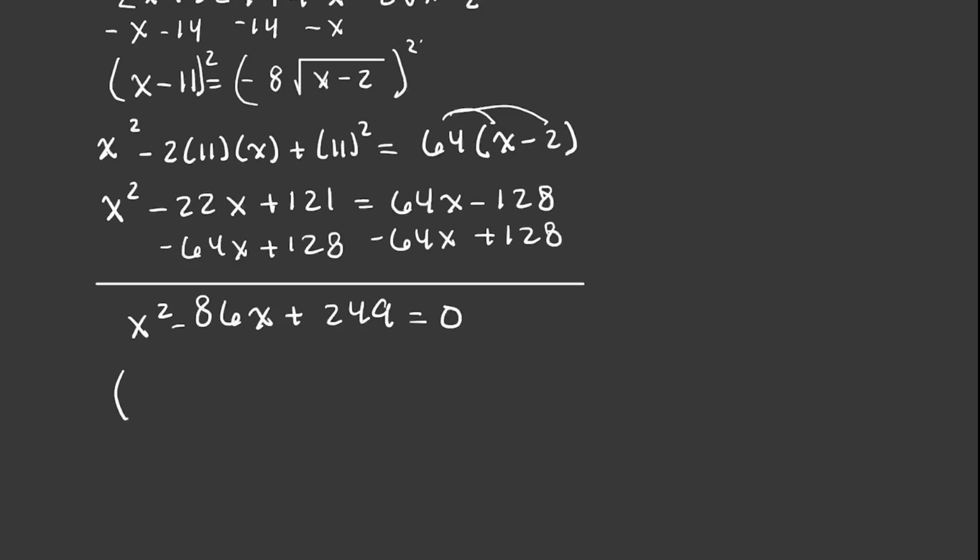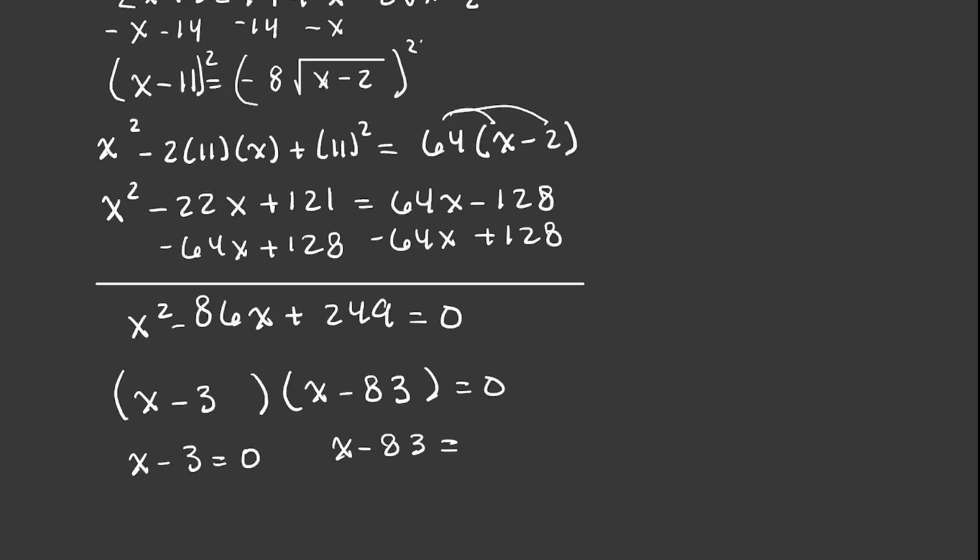So now here I am going to find two factors. Now I need two numbers that multiply to 249. So these factors are x minus 3 and x minus 83. So you can always expand these factors in order to make sure that these factors work. So now here, using the zero property, I'm going to set each factor equal to 0 and solve for my x values. So x equals 3 is one of the solutions, and x equals 83 is my other solution.